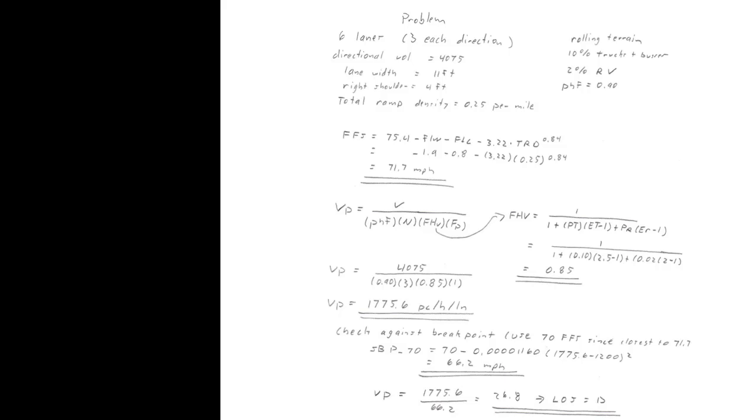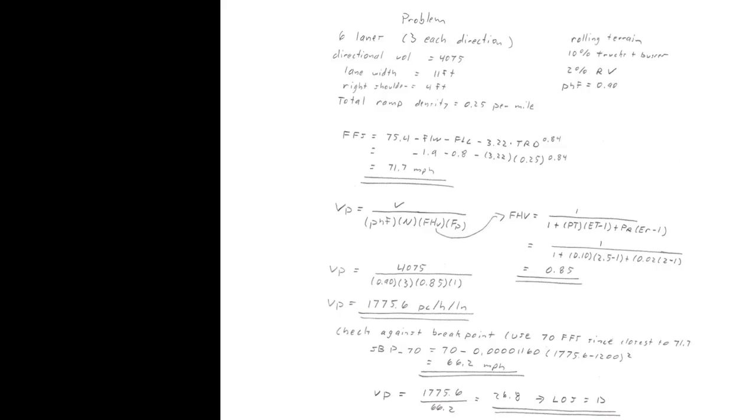V_P is your passenger cars per hour per lane, and you can see that it's always related to the fraction of heavy vehicles, which is the 0.85. And you can see down there my V_P equals 1775.6. So you want to check against the breakpoint. You use the closest one, which is 70. And so in this case, we're way above where we're supposed to be.